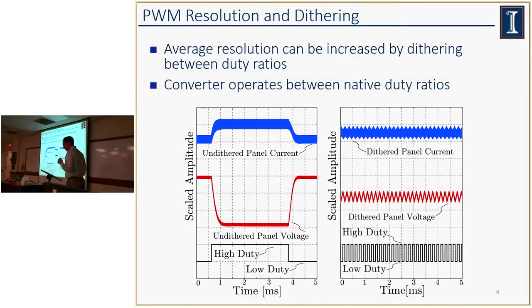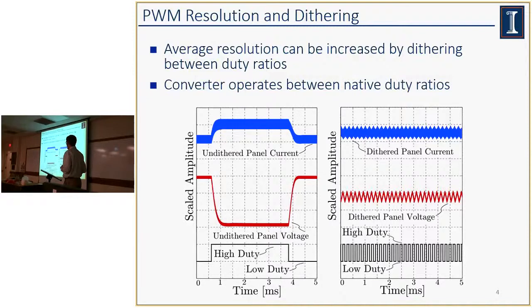Okay. So what can we do about this coarse duty ratio resolution? Well, one approach that's commonly used is dithering. And what dithering allows us to do is to operate between the extreme points at which our native PWM duty ratio resolutions would place us.